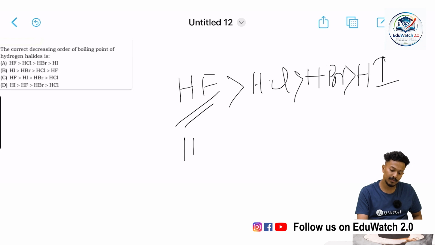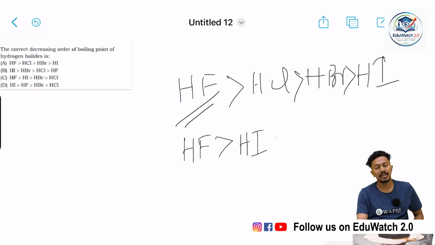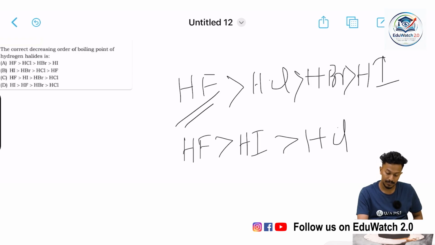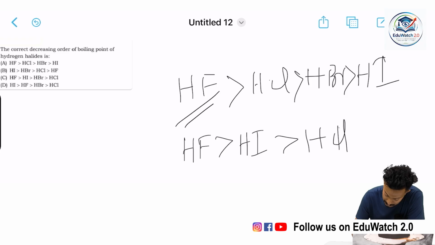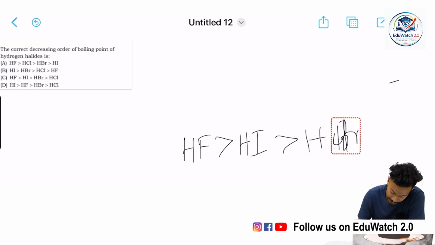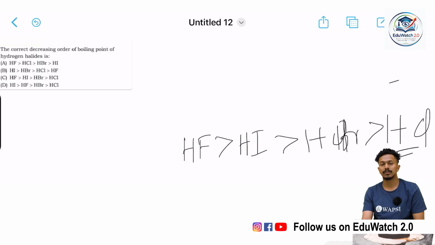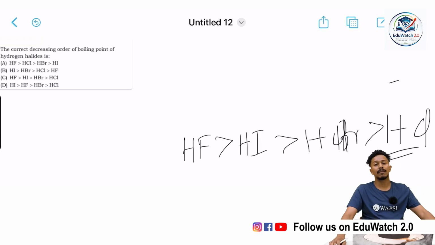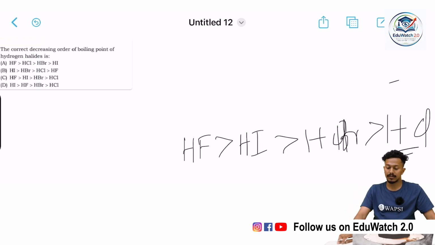Yes, there's a slight difference in this actually. HF will be the highest one, and there's an irregular trend in this structure, as HI, hydrogen iodide, tends to break more easily than HCl and HBr. Sorry, HBr and HI. Yes, this is how electronegativity does not have a steady decrease down the group.